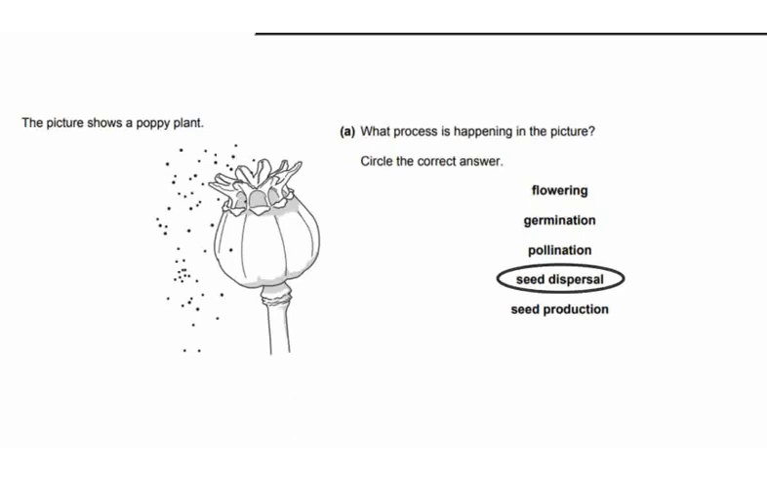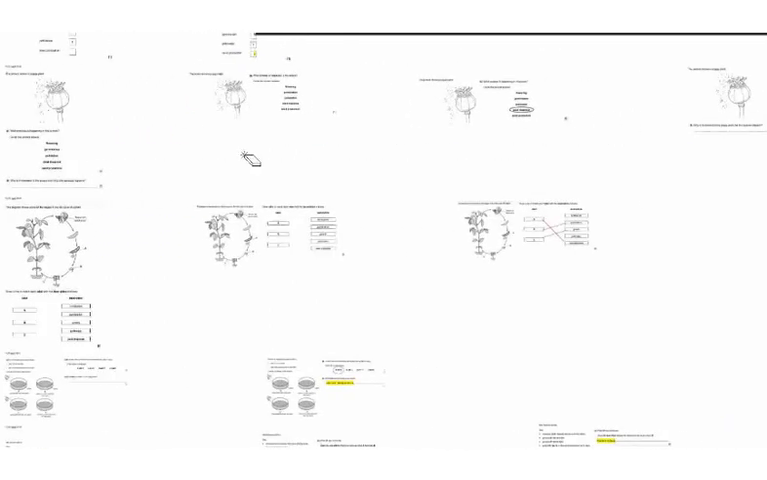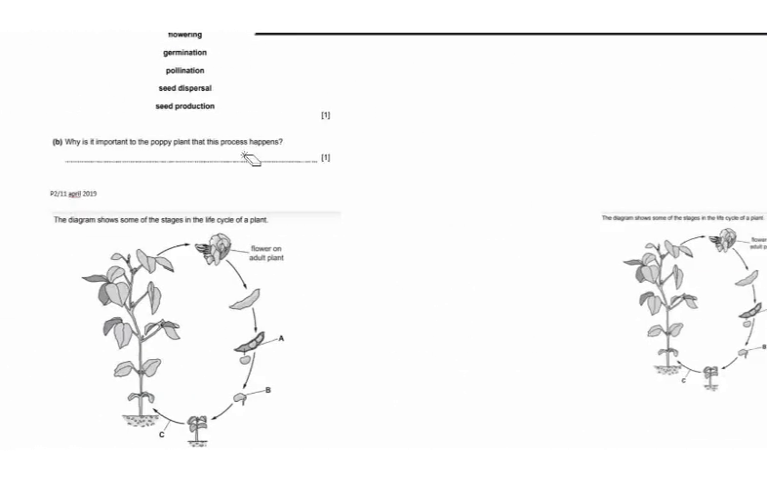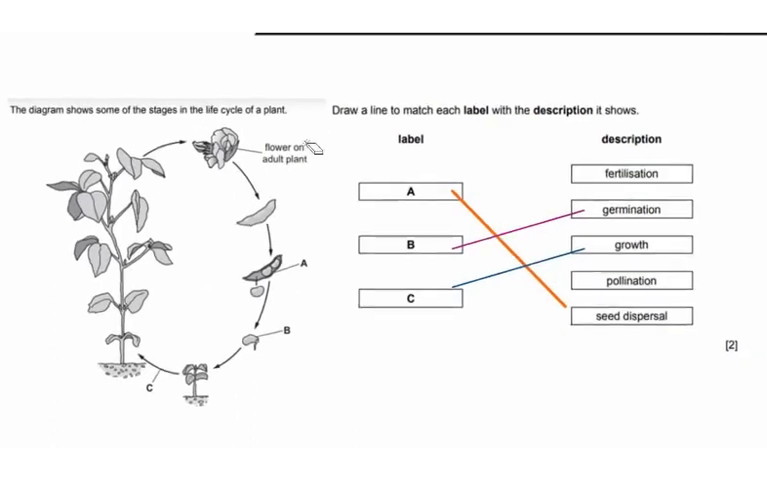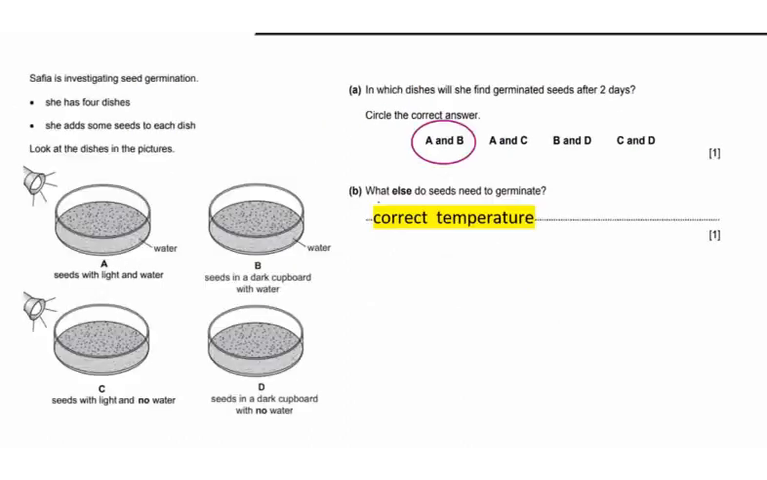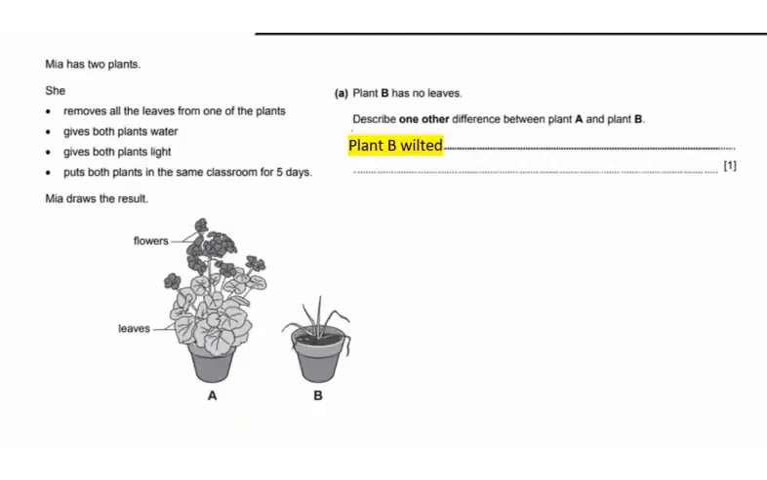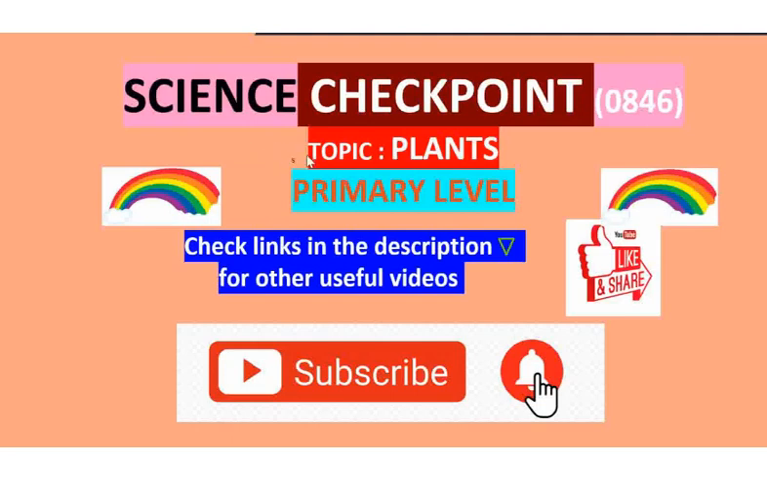This is the mark scheme for number 2A. This is the mark scheme for number 2B. This is the mark scheme for number 3. This is the mark scheme for number 4. This is the mark scheme for number 5A. This is the mark scheme for number 5B. So today we have discussed science primary checkpoint with the topic wise about plants.